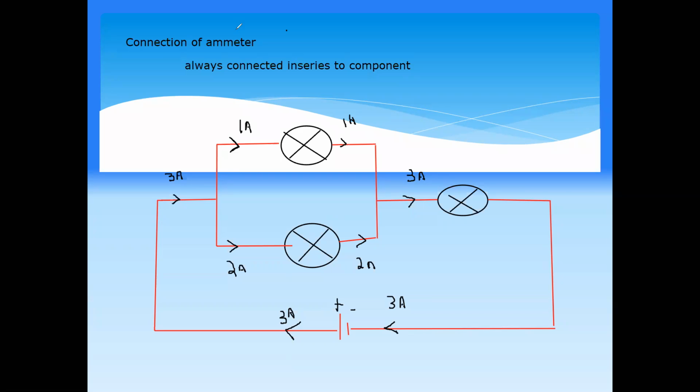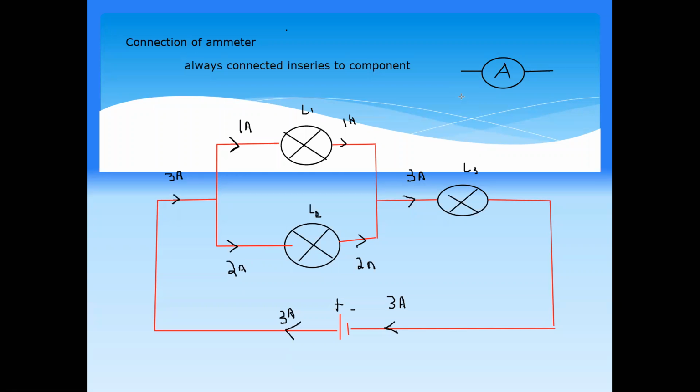Now, what we want to do is measure a current. For example, if I say this is lamp 1, this one is lamp 2, and here is lamp 3. If I want to measure the current in these lamps, I should connect an ammeter. The circuit symbol for an ammeter is a circle with the letter A written inside. So that's the circuit symbol for an ammeter.